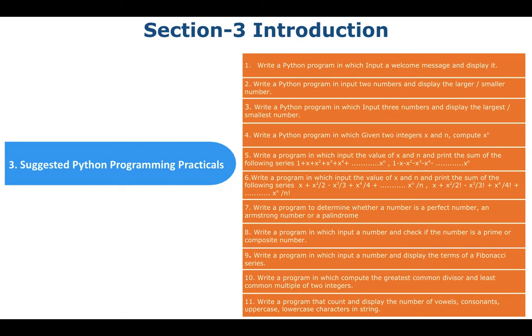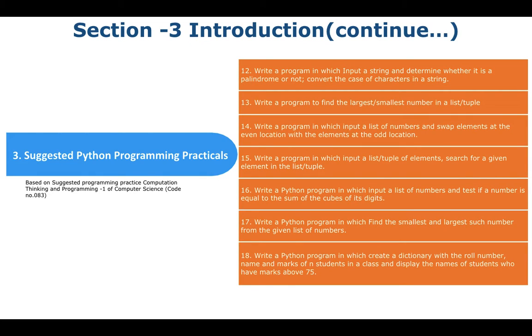In section 3, we'll have 18 different programs, that is the suggested practical session, in which I write the program line by line and explain the purposes and uses of the 18 different programs. So let's start and learn Python as well as complete Computational Thinking and Programming Part 1 quickly.